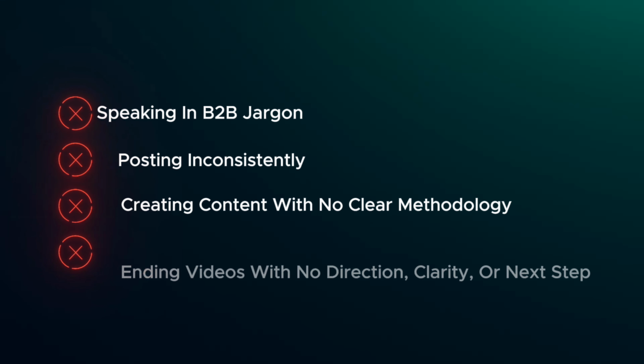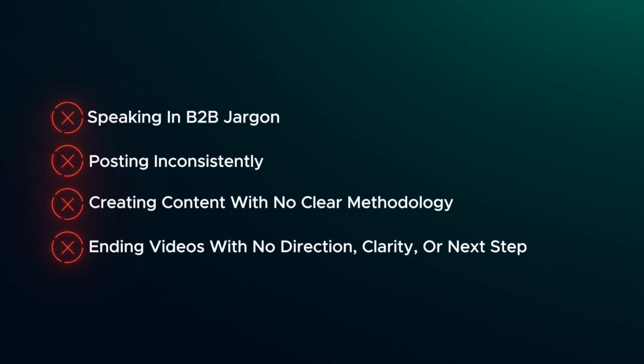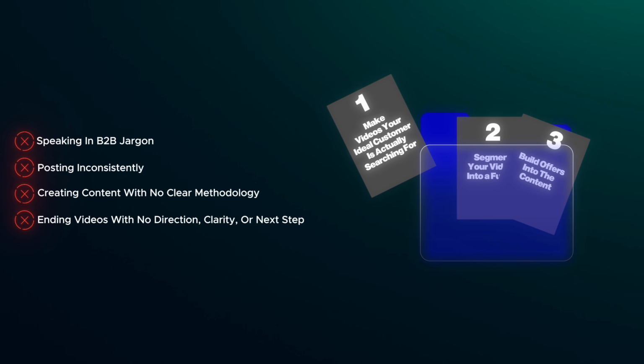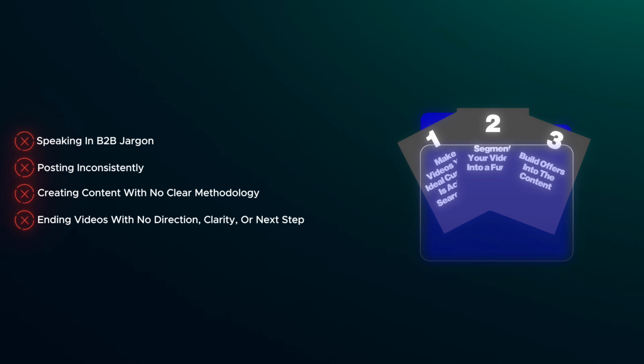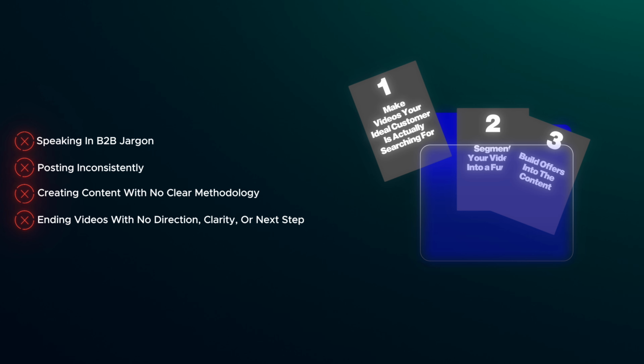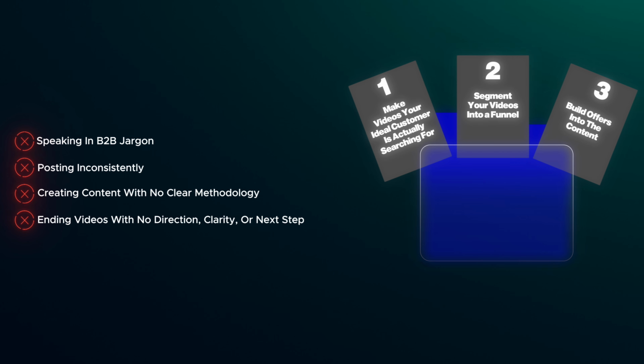To give you a quick recap of what we covered today, we talked about 4 underlying mistakes that stop videos from reaching your ICP. Then we went over the 3 steps you need to take to get high-ticket clients from YouTube, which are 1, making problem-aware videos that your ICP are searching for. 2, segmenting your videos into a clear funnel. 3, building the right offers based on the video goal. If you follow these 3 steps consistently, I assure you that your channel will start pulling in actual buyers.